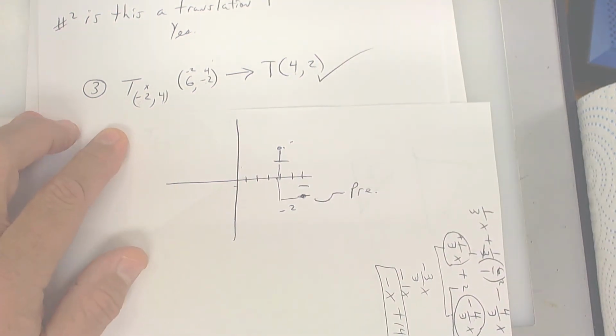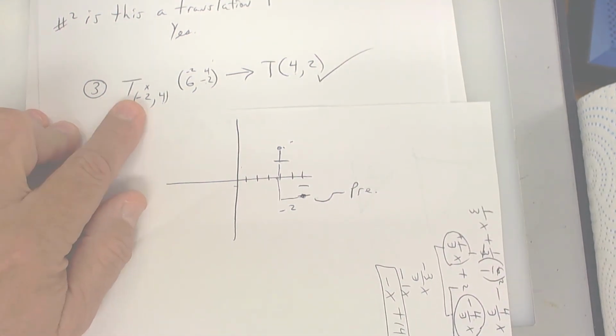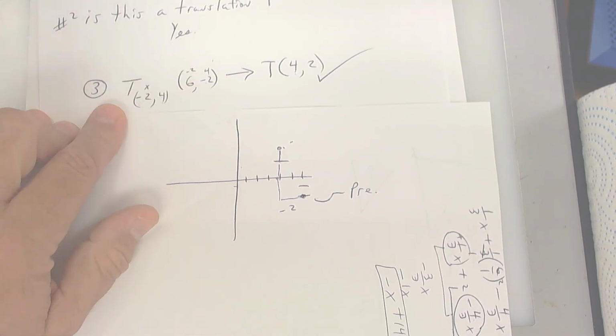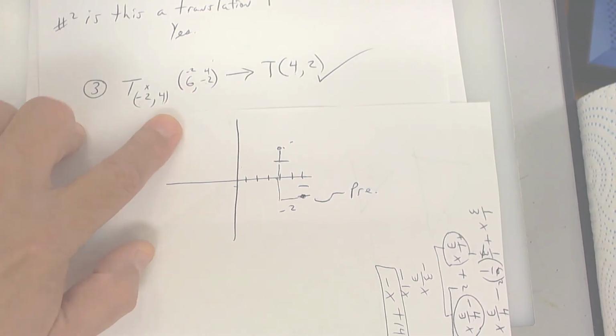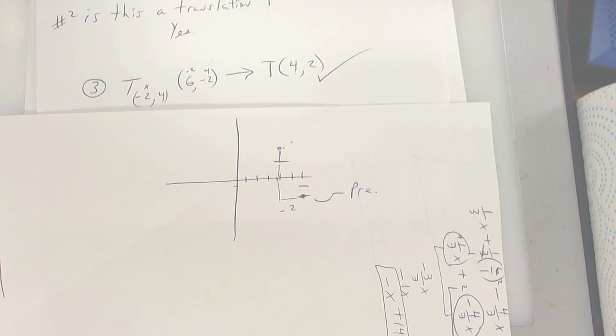Okay? So here you're taking a point, you're sliding it to the left, which essentially you're adding a negative to it. Or in this case, we're subtracting. And that's 4 minus 2. So it's real easy. All you do is put those in there.